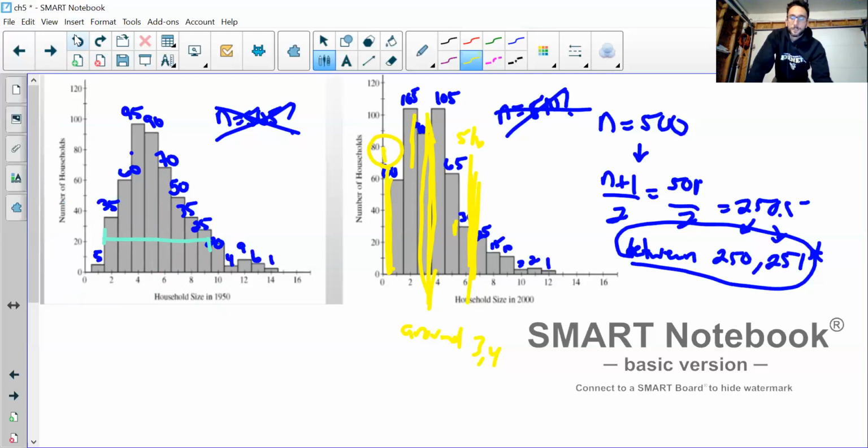It is. But going back to the beginning method in blue, I know some of us hardcore math people want to be sure. Some of us don't feel comfortable with that eyeball stuff. So we have to find the 250th and 251st data values.